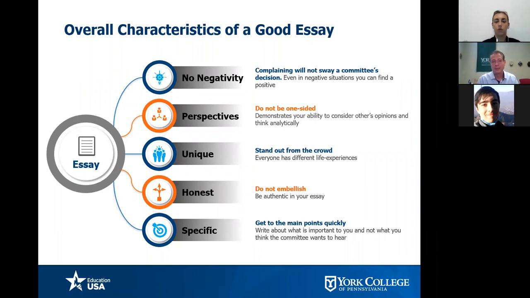Be unique. And we're going to talk about that in a minute, how to be unique. Stand out from the crowd a little bit. Everybody has different life experiences. Don't embellish. Be authentic in your essay. We want you to be authentic. Be specific. Get to the main point quickly. Again, we're reading hundreds of essays, so when you're applying, get to the point. Don't write 3, 4, 5 pages. All those characteristics are very important.